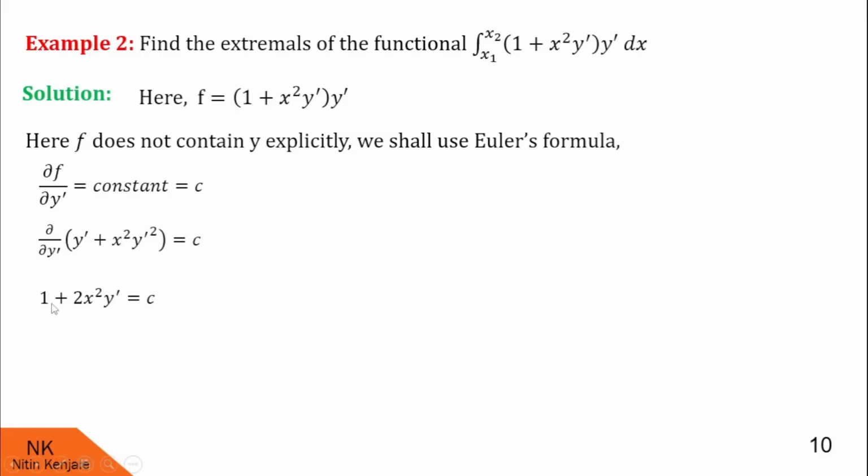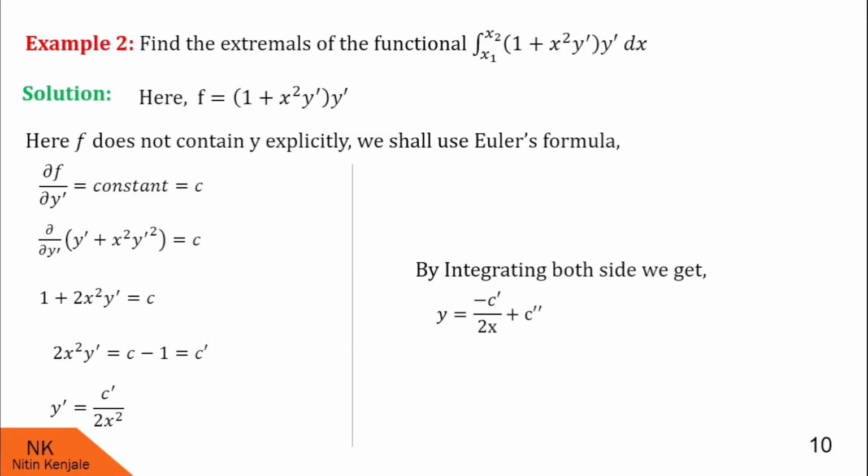derivative of y dash is 1. Keeping x square as it is, derivative of y dash square is 2y dash is equal to c. Further rearranging this, we get 2x square y dash is equal to c minus 1. Then y dash is equal to c dash, which is nothing but c minus 1 upon 2x square. Now to get y from this equation, we integrate both the sides with respect to x. We see y on the left hand side, keeping c dash by 2 as it is. Integration of 1 by x square is minus 1 by x plus integration constant c double dash.